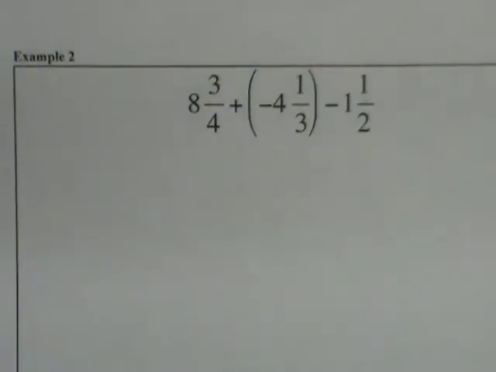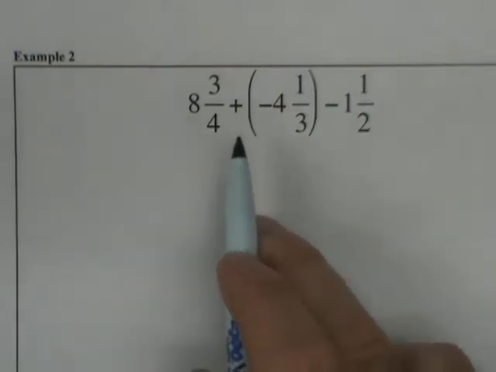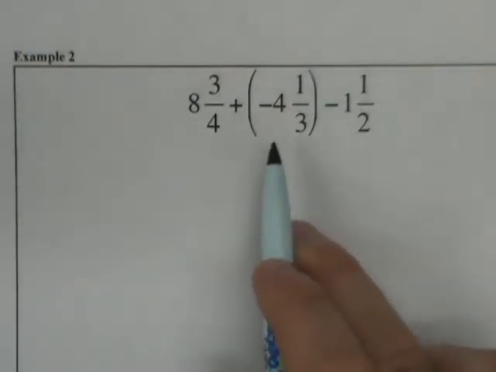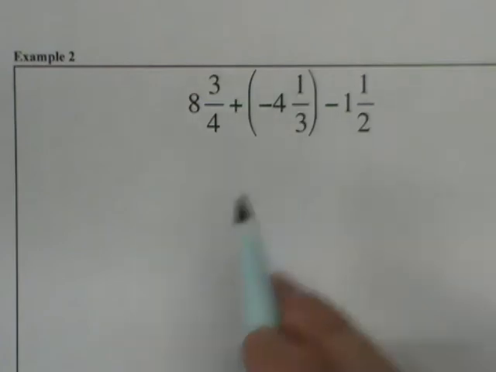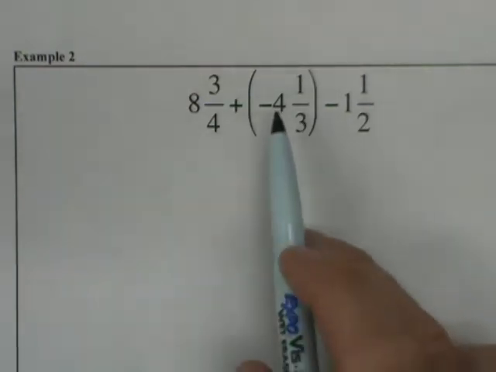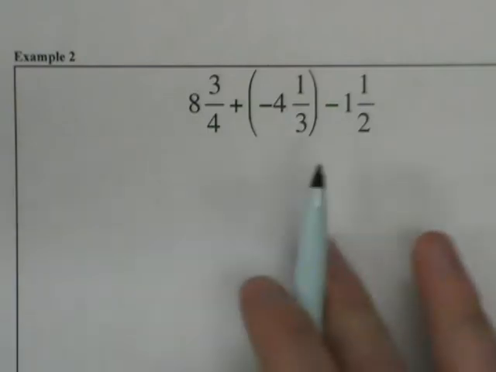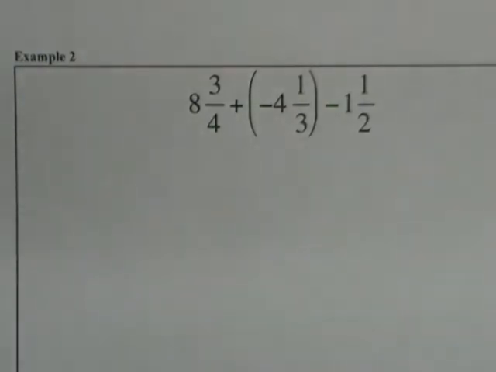Example 2 for adding and subtracting fractions and mixed numbers. The first thing I want to look at are my denominators. Notice I have 4, 3, and 2. I need to get a common denominator, and I need to simplify these double signs. So I want to kiss the problem and find a common denominator.